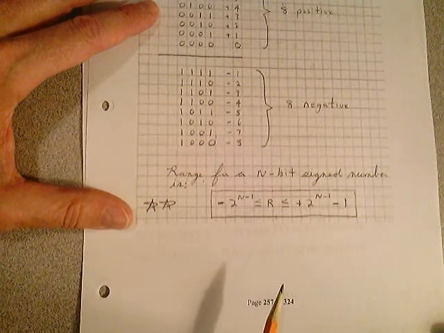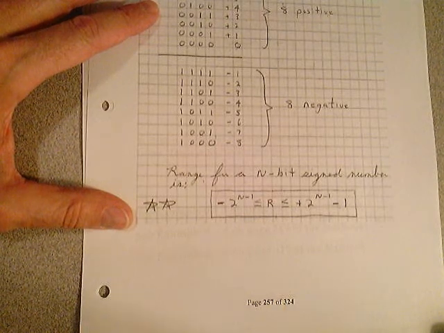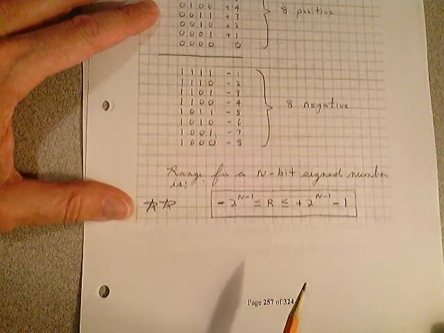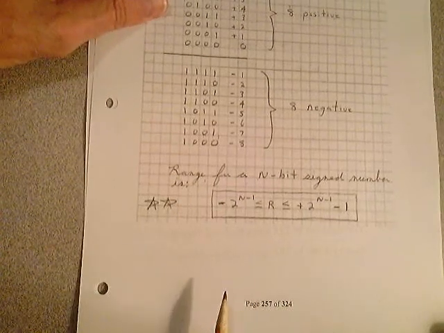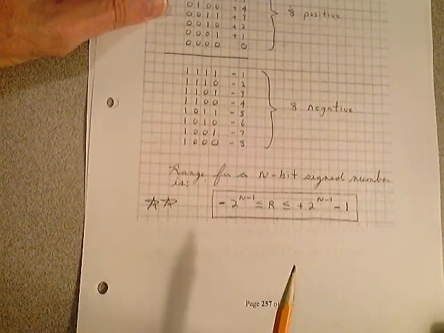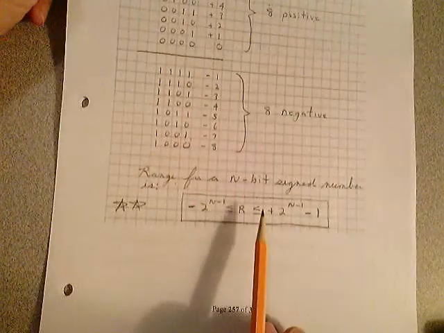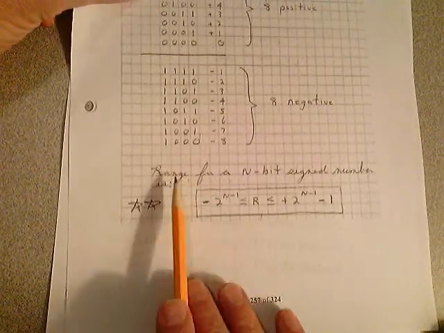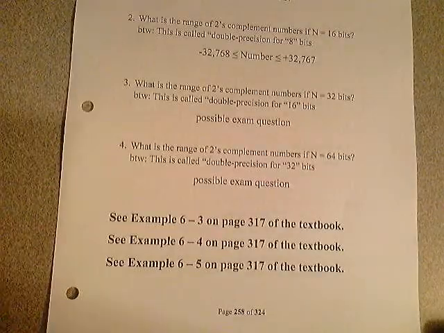A 16-bit number is negative 32,000 something to plus 32,000 something. Make sure you get that. Make sure you have that down in the homework. You're going to see that on an exam. This is an important formula. It's the range of an n-bit signed number.